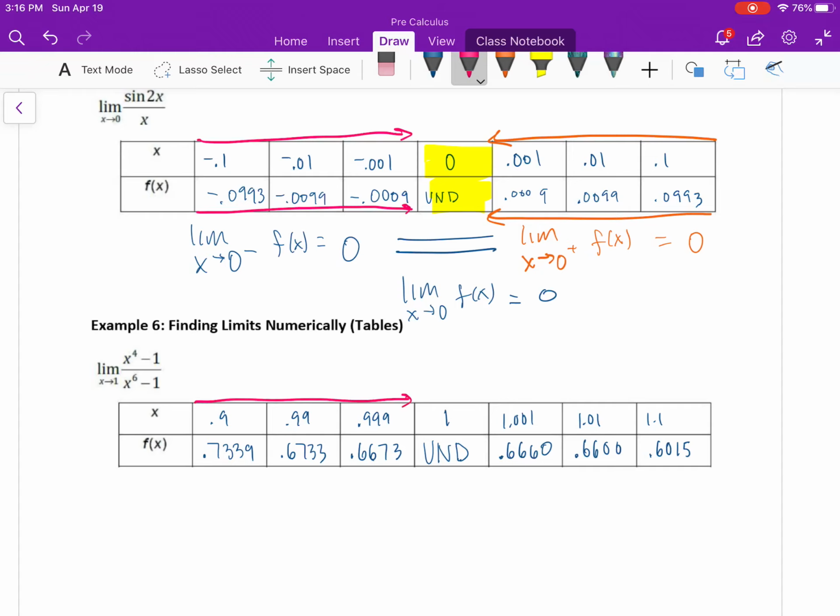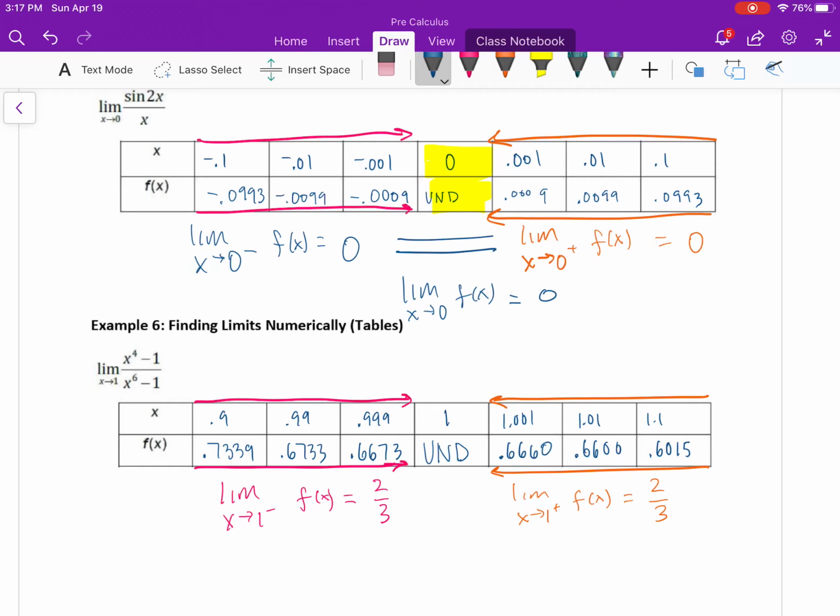And for number 6, from the left, our x values get closer to 1. Our function values get closer to what appears to be 2/3. So the limit as x approaches 1 from the negative side is estimated to be 2/3. From the right, as our x values get closer to 1, our function values get closer and closer again to what appears to be 2/3. So therefore, the limit as x approaches 1 of this function is 2/3.